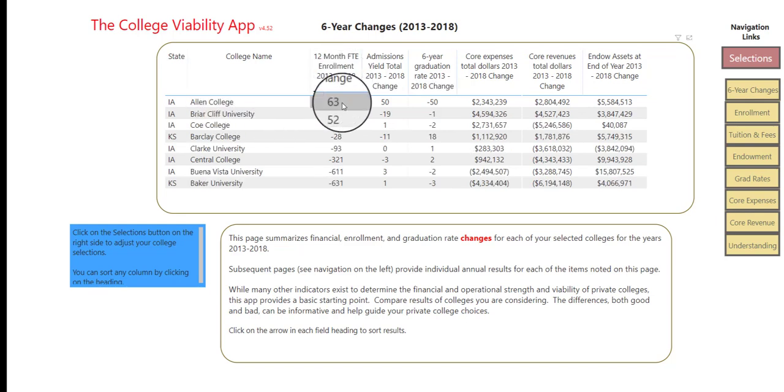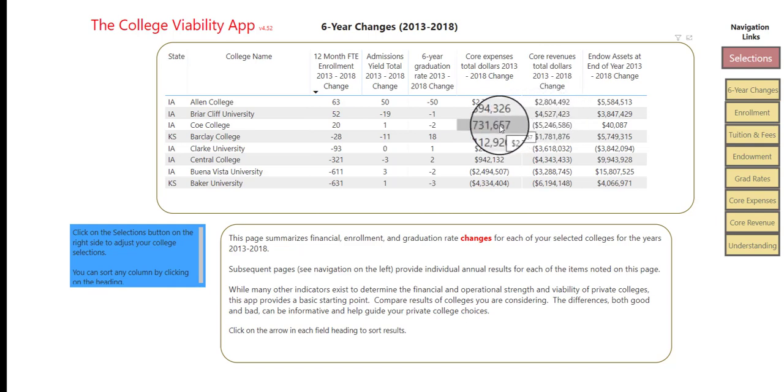So we can see Allen College had 63 more students in 2018 than they did in 2013. At the bottom of the list, Baker University had not done so well with their enrollment. We can look at these other headings across the top. We can compare how much expenses have changed with how much revenue has changed.